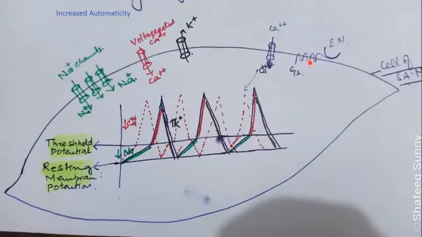If the SA node is firing more frequently, we can say that this is sinus tachycardia. Hopefully you will understand the increased automaticity mechanism of the cardiac arrhythmia.